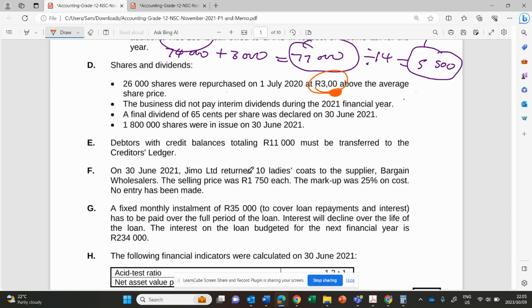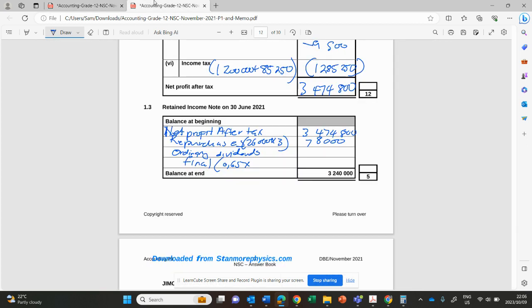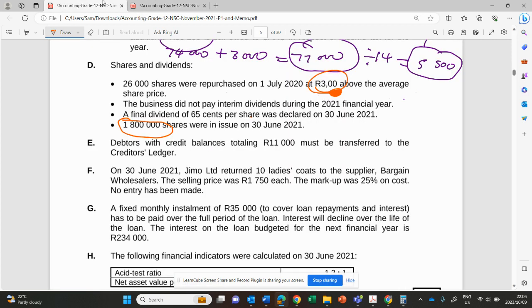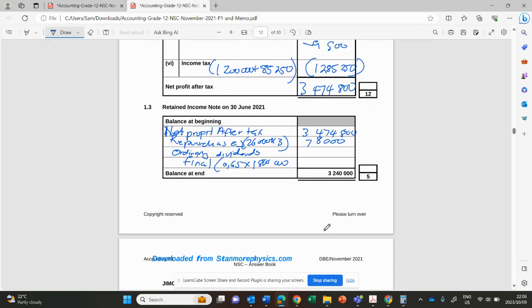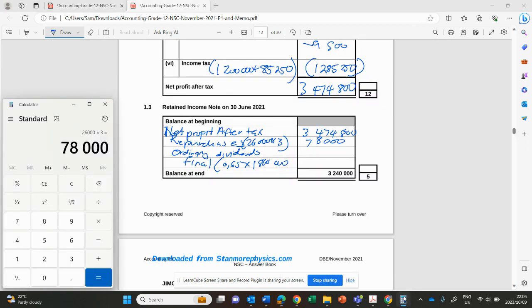Okay, it's fine. Now they are saying 1,800,000 shares were in issue on the 30th June 2021. So this is the shares at the end. So we're going to multiply by 1,800,000. So now let's calculate.